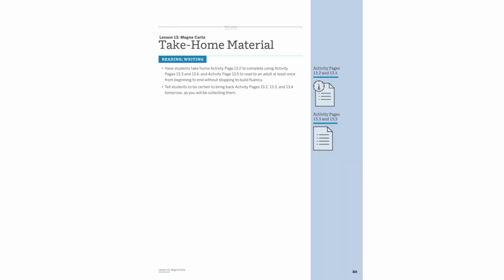The Magna Carta, signed in 1215, was a pivotal document in limiting the power of the monarchy and establishing legal rights. It introduced principles like due process and the right to a fair trial, influencing modern legal systems. Students should read activity page 13.5 to understand its historical significance and complete their assignments for tomorrow.